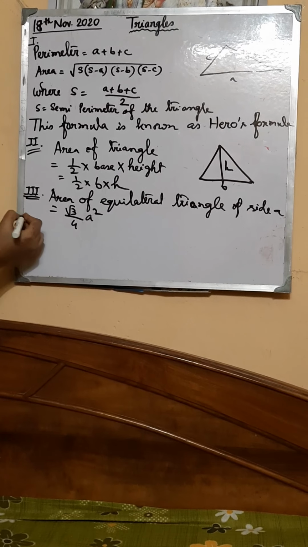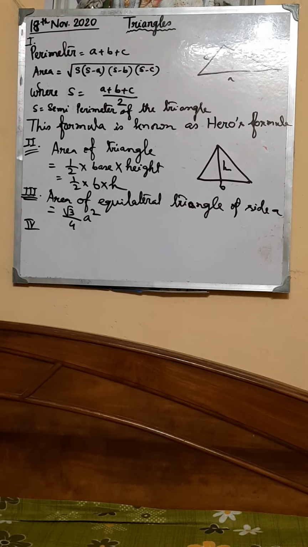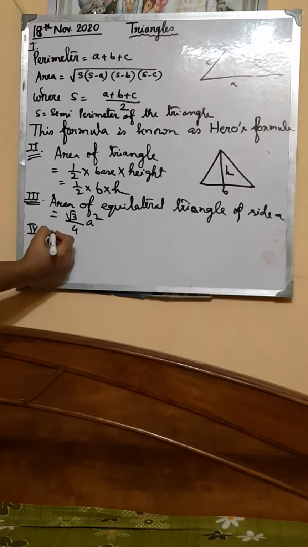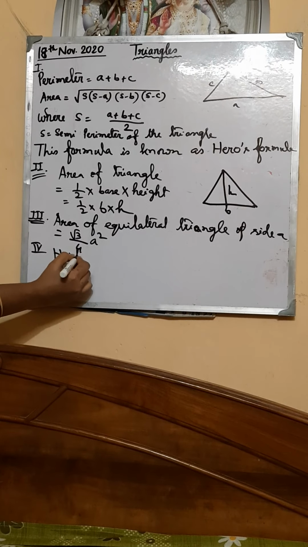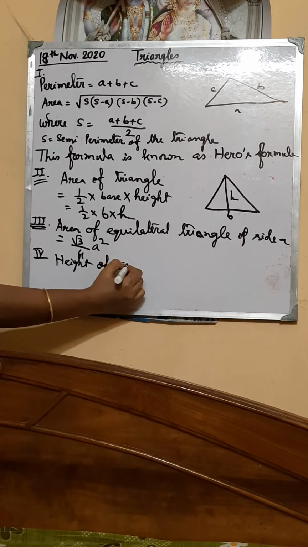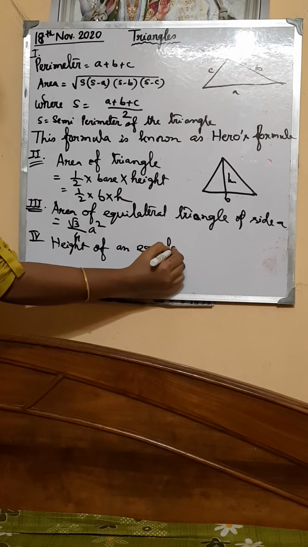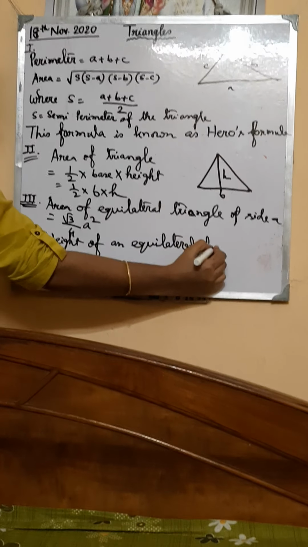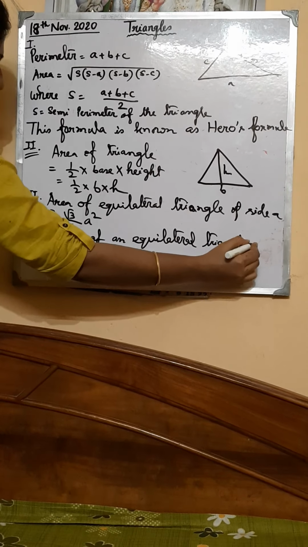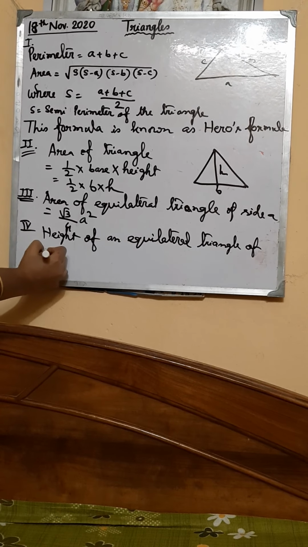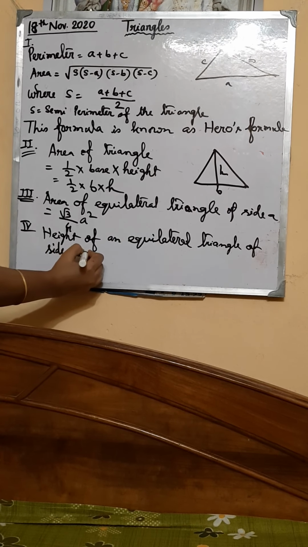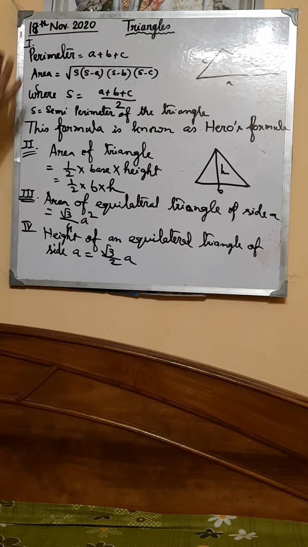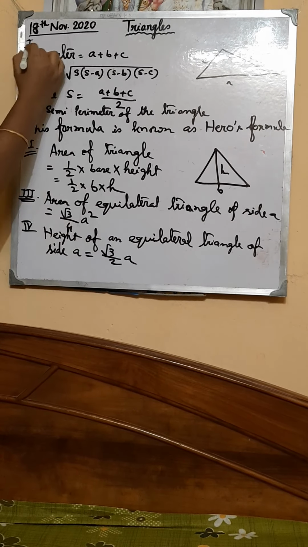Okay. Now, fourth one is height of an equilateral triangle of side A equals to what? Height of an equilateral triangle of side A is equal to root 3 by 2 into A. Okay. These all are the formulas.